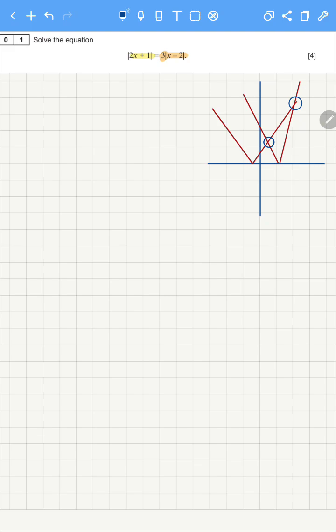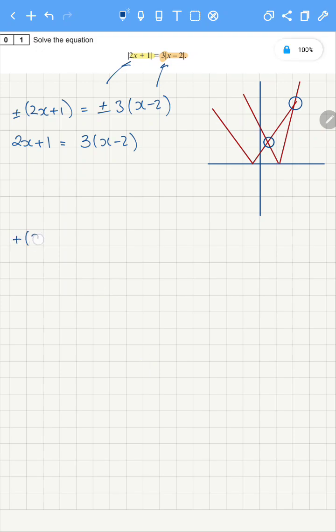So remember that when you're solving with mods, there's a plus and a minus version of each. We've got 2x plus 1 equals plus or minus, I'll put the 3 outside, 3 times x minus 2. We don't need to do all 4 of these, the plus and the minus and the plus and the minus. We just need to do a plus version, which will be 2x plus 1 equals 3 times x minus 2, and then a plus and a negative 1. So 2x plus 1 equals minus 3 times x minus 2.